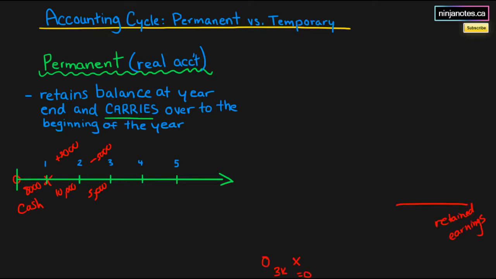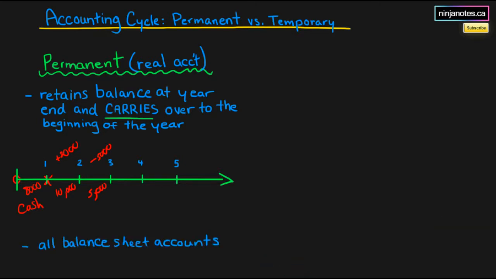All of these permanent accounts are balance sheet accounts. So think of assets, think of liabilities, and think of equity accounts like common shares and retained earnings. Those are all permanent accounts, while the income statement accounts are the temporary accounts, along with dividends.